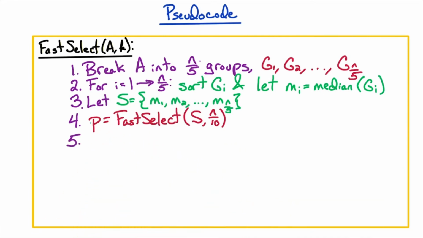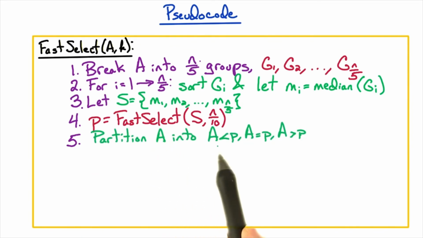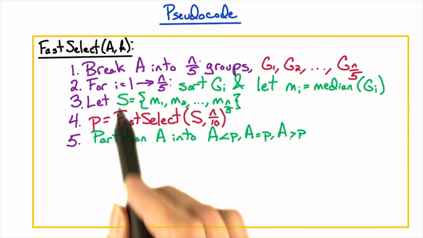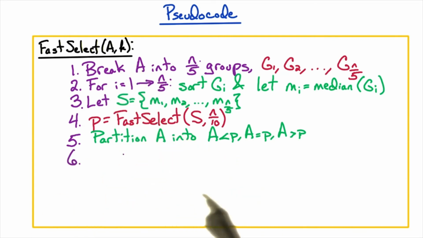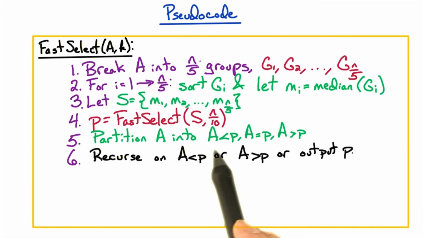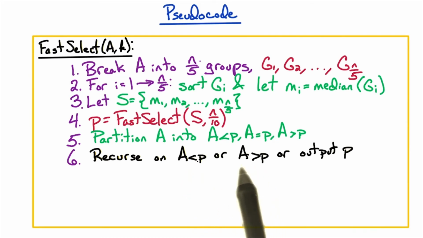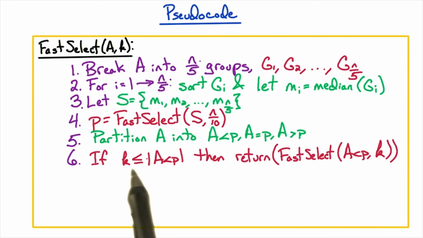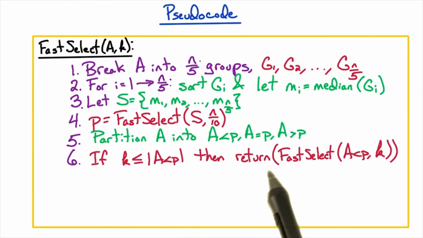Now we use P as our pivot. We partition the original set A into 3 sets: those elements less than pivot P, those equal to the pivot P, and those bigger than the pivot P. This requires just one scan over the set A. Now we can use the quick select approach from before. Based on the sizes of these three sets, we either recursively search in the small set, the big set, or we simply output P. In particular, if the size of the small set is at least as large as K, then we know that the K smallest lies in this small set. So we recursively run this same fast select algorithm on the small set, looking for the K smallest.